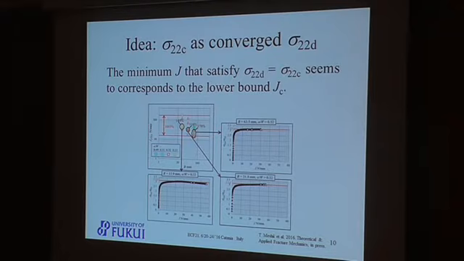Considering the fact that fracture always occurred after sigma 2 to D reached sigma 2 to C, we thought that the minimum J that could satisfy sigma 2 to D equal to sigma 2 to C must correspond to the lower bound fracture toughness for the specimen and the material considered. This minimum J can be definitely obtained from EPFEA, which is consistent with Chen et al.'s opinion that the lower bound JC is a definite parameter determined by the specimen geometry and yielding properties.